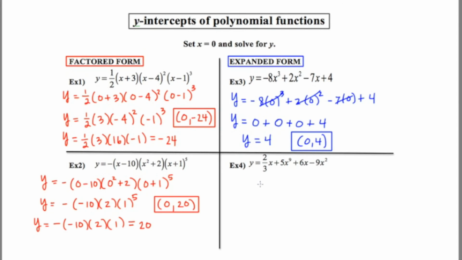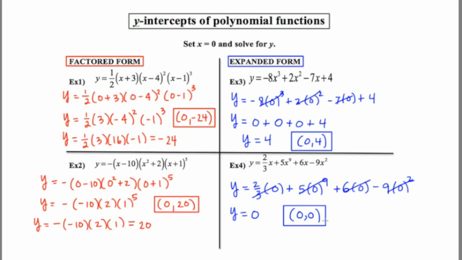Okay, and for our last example, let's replace every occurrence of x with 0 and see what happens here. Okay, 2/3 times 0 goes away. 0 to the 9th is 0, times 5 is 0, it goes away. 6 times 0 is 0, it goes away. 0 squared is 0, times -9 is 0, it goes away. So everything cancels out and you're left with nothing at all. So y equals 0, and our ordered pair for the y-intercept is 0, 0.